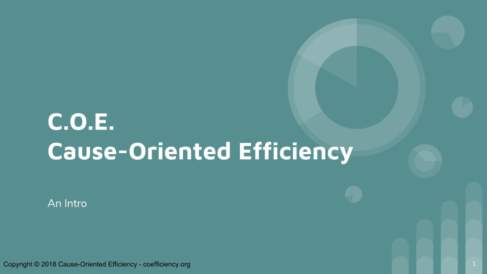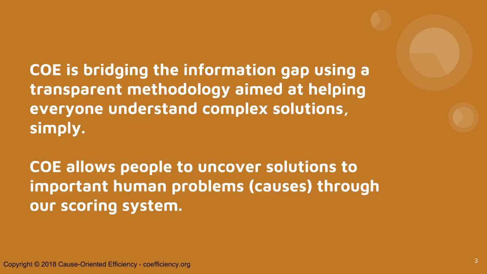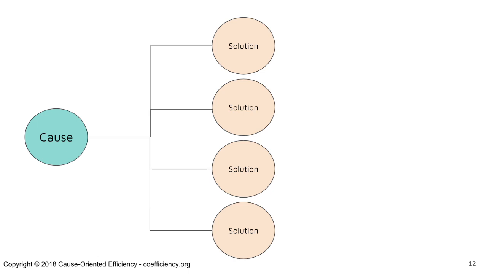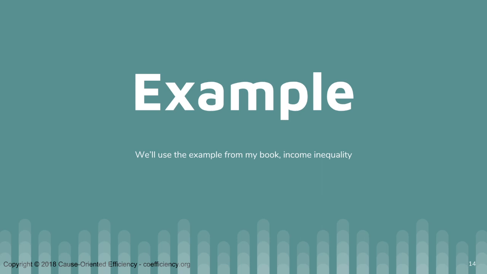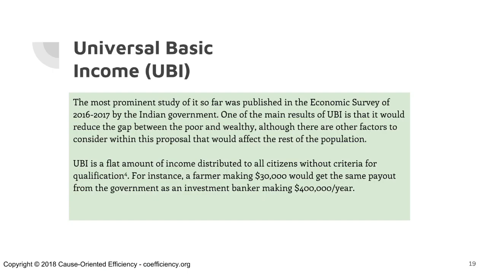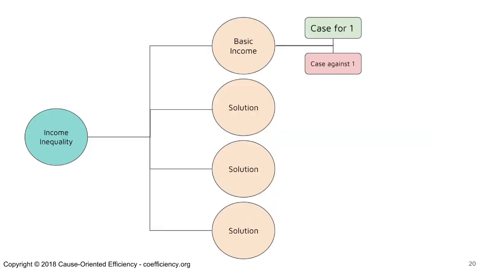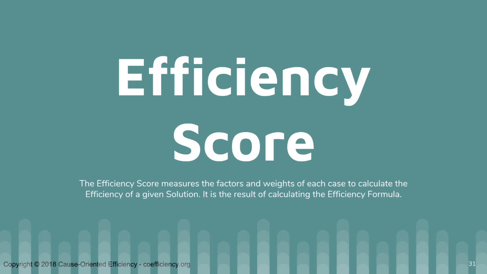The core of the methodology is that it addresses the information gap that we have between causes and solutions. And that relationship is synonymous with problem solution. We have things out there, and in today's example, we'll use income inequality as the cause, that have solutions like basic income. Basic income isn't necessarily that easy, and it's a complex problem that cause-oriented efficiency makes a lot easier to understand. It does this by distilling all of the provable facts about basic income into a number, into a score. I call it the efficiency score.